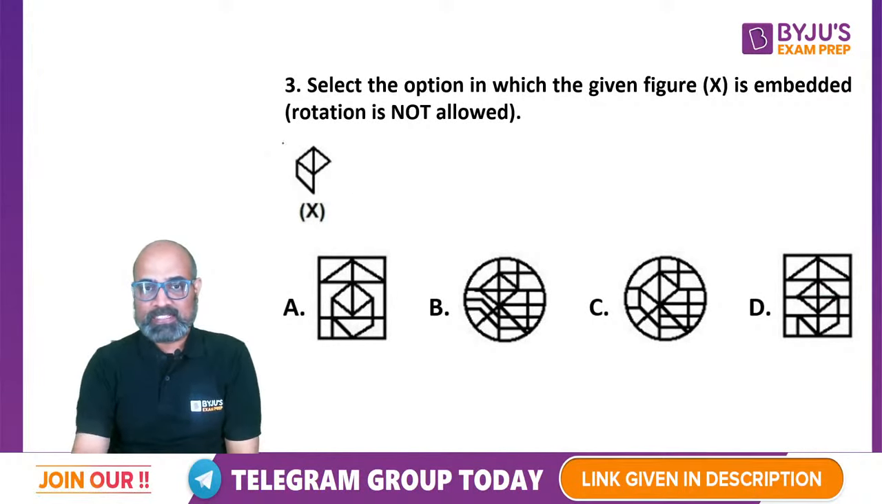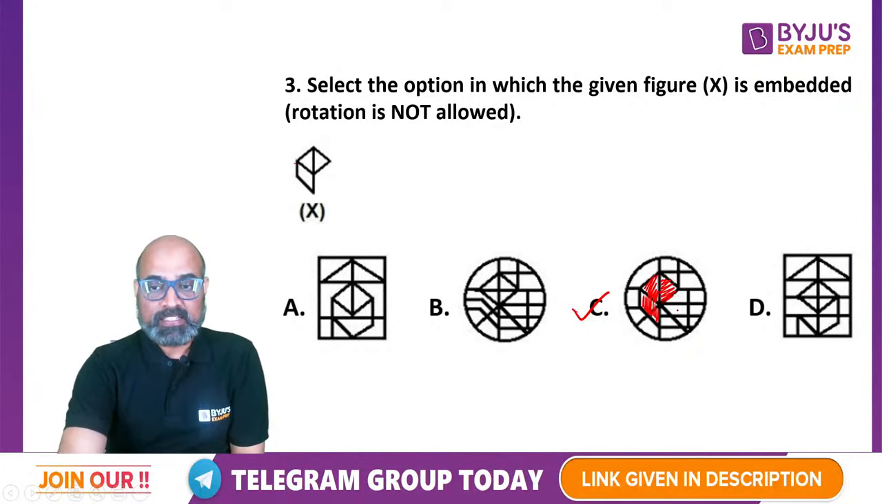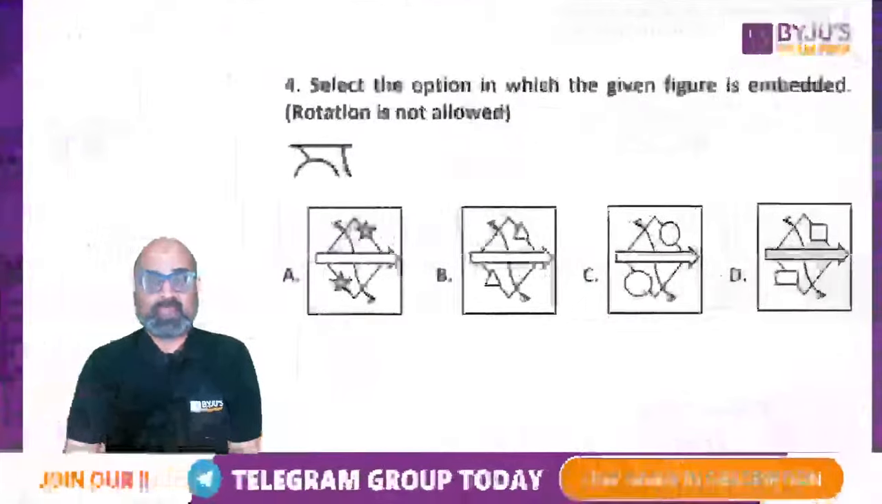So yes, we can see the exact figure in option C, which is this triangle. Then you have the other side of the triangle, and then you have the entire parallelogram-type figure over here. So this is exactly visible here. Next one.